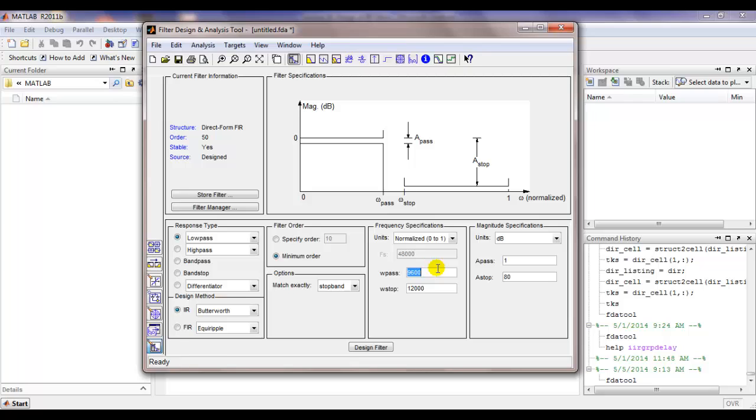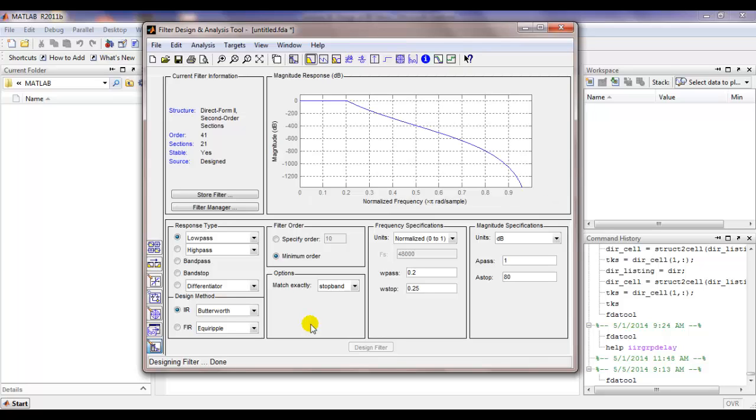You give it the constraint that I want the roll-off to be within this range. So I say 0.2 to 0.25. I want it to go from pass band to stop band. MATLAB is going to design a minimum order, the smallest possible order filter for this, which will be a Butterworth. And when I do that, this is the response that I get.